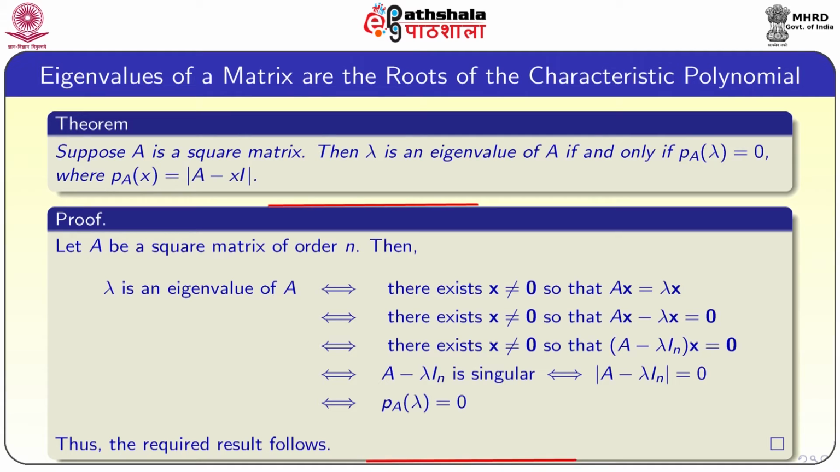So, A minus lambda times I_n is singular if and only if the determinant of A minus lambda times I_n equals 0, which is equivalent to P_A(lambda) equals 0. Thus, we got the required result, that is lambda is an eigenvalue of A if and only if P_A(lambda) equals 0. That means eigenvalues are simply the roots of the characteristic polynomial.